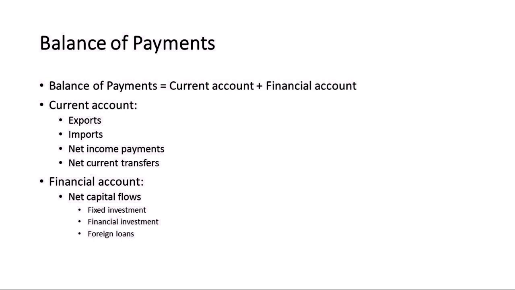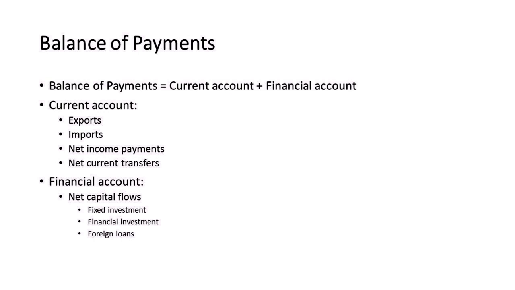The balance of payments consists of a financial account and a current account. And you know that it's basically a record of a country's transactions with other countries. So in the current account, there are items related to the value of exports and of imports. The net income payments also get logged. You'll recall that those are the factor payments and factor receipts that are made.